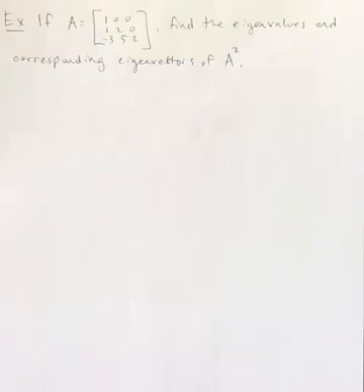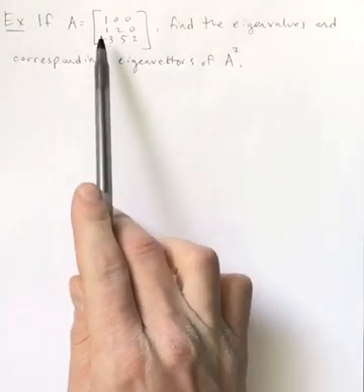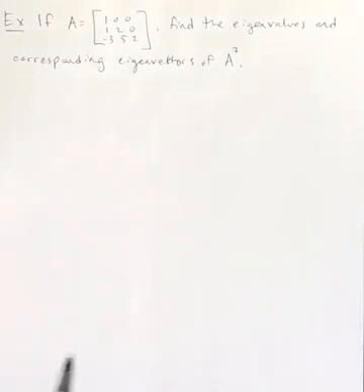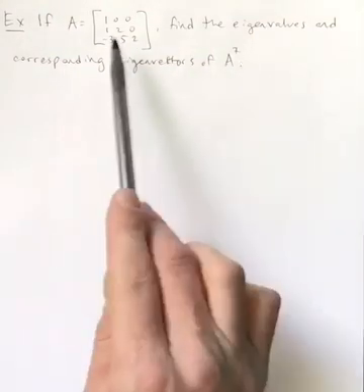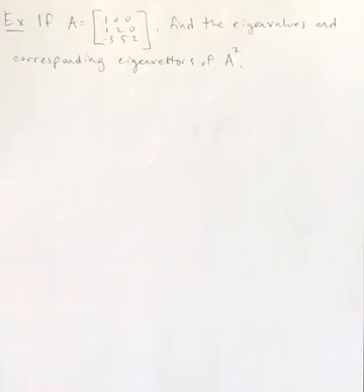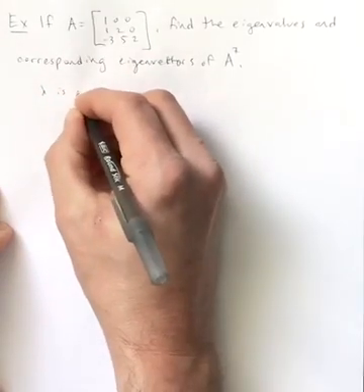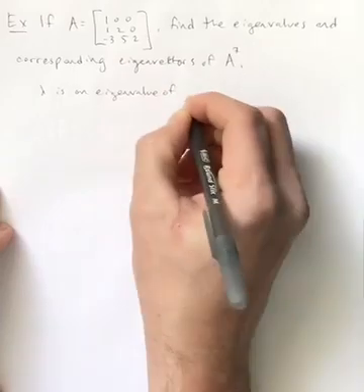Okay, in this video, we want to see what the relationship is between the eigenvalues of a matrix and the eigenvalues of a power of that matrix. And we also want to see what the relationship is between the eigenvectors of those two matrices as well. So before we get into this specific problem, let's say that lambda is an eigenvalue of A.